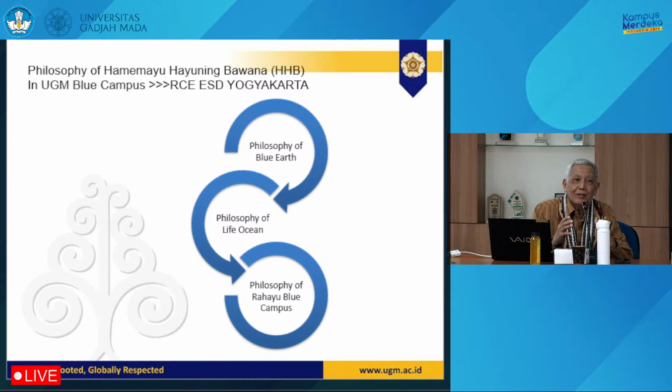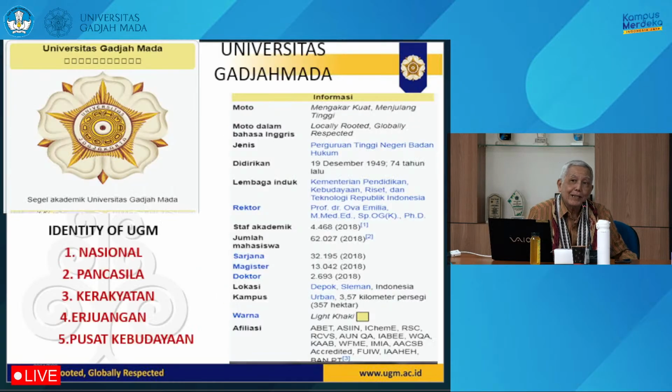So now there is a serious planet problem, from global warming to global boiling. Our temperature has increased in many countries, in many islands. Gadjah Mada has a motto: locally rooted, globally respected. That means local wisdom is very important. We teach in the class or in the field.